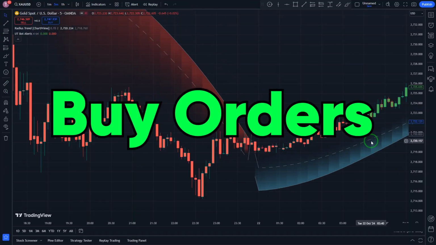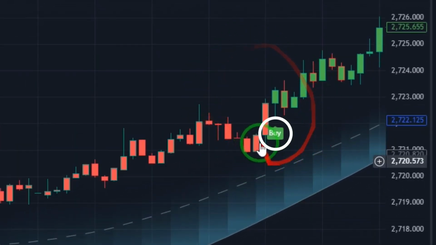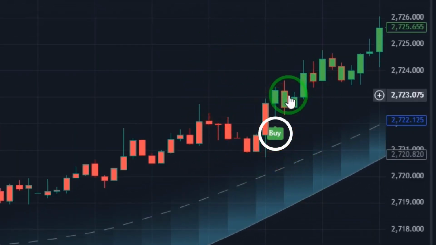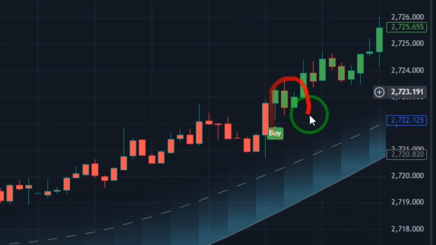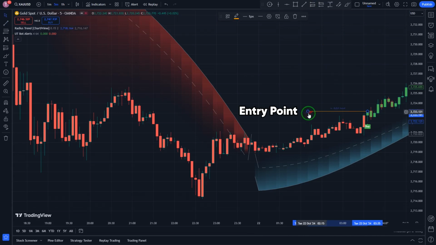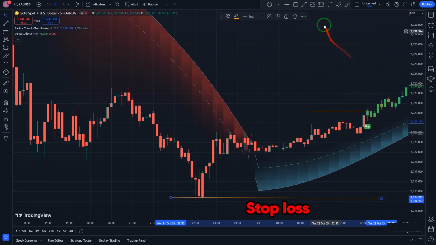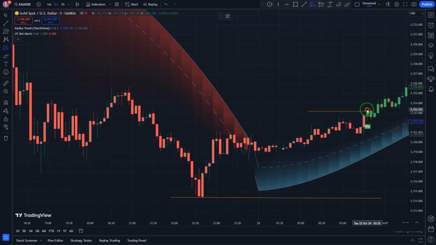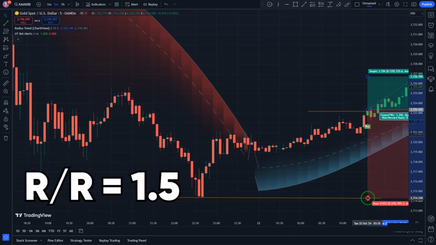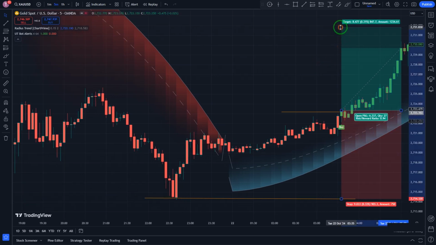Let's start with a buy order. First, we need to look for a buy signal on the chart, which you can see here. After that, we need to make sure that we are in an uptrend. When these 2 conditions are met, we understand that we have found a suitable entry point for the trade. Now we should set our stop loss a little below the last swing low. Now we can enter the buy trade and we can consider our risk to reward ratio to be 1 to 1.5 and wait for the trade to close with a profit.